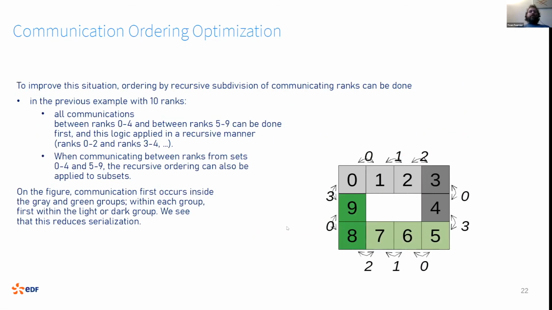So we recently added some communication ordering optimization, where basically we're doing a binomial-type approach, where in the previous example of 10 ranks, the first 5 ranks will communicate first between each other, and ranks 5 and 9 first between each other, and so on in a recursive manner. So in this case, we still avoid deadlocking, but we ensure that we have at least some parallelism.